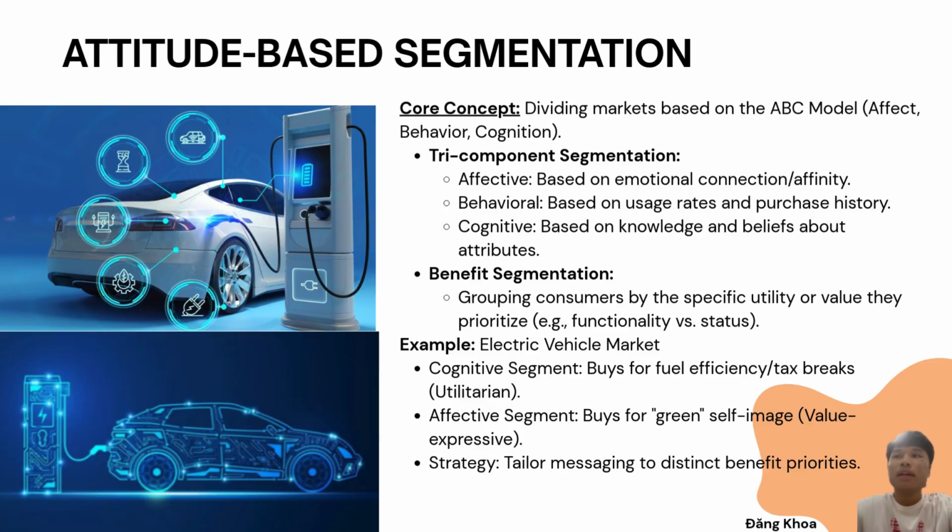For example, in the electric vehicle market, one segment may be cognitive, focusing on the utilitarian benefit of fuel savings. Another segment might be affective or value expressive, purchasing the car because it aligns with their self-identity as an environmentalist. Effective marketing recognizes these distinct attitude drivers and avoids a one-size-fits-all approach, tailoring the value proposition to the specific benefits most prized by that segment.